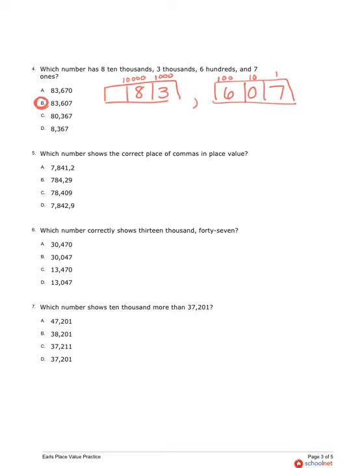Number 5 says, which number shows the correct place of commas in place value? So we know that commas go after every 3 numbers and we start from the right. So if I look at A, if I go 1, 2, 3, the comma should have been between the 8 and the 4. If I look at B, 1, 2, 3, the comma should have gone between the 8 and the 4. If I look at C, 1, 2, 3, this one is correct. And if I look at D, there should have only been 1 comma, and it should have been between the 8 and the 4.